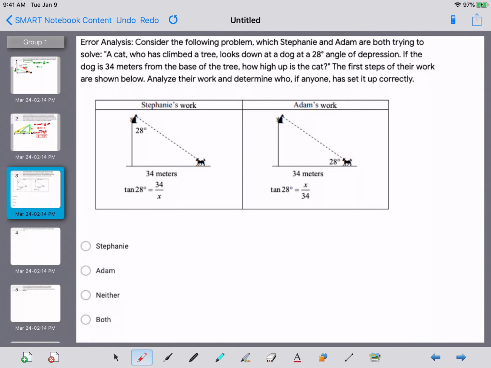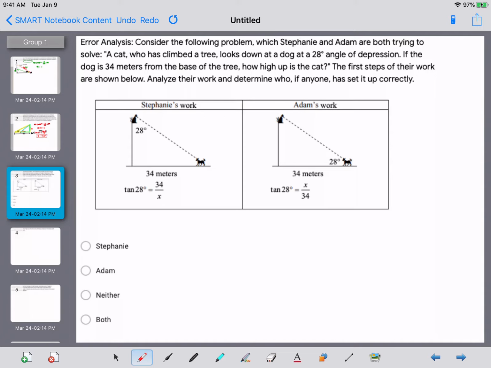All right, the next one is a little bit of error analysis. It says, consider the following problem, which Stephanie and Adam are both trying to solve. A cat who has climbed a tree looks down at a dog at a 28-degree angle of depression. If the dog is 34 meters from the base of the tree, how high up is the cat? The first steps of their work are shown below. Analyze their work and determine who, if anyone, has set it up correctly.